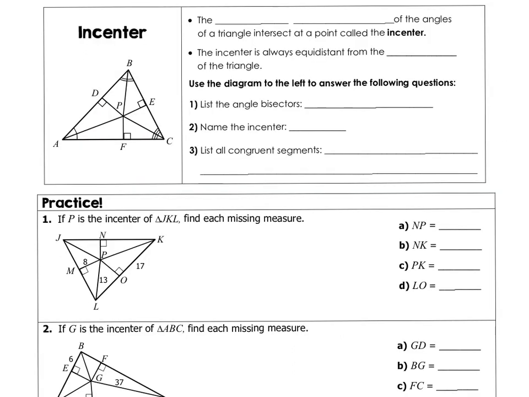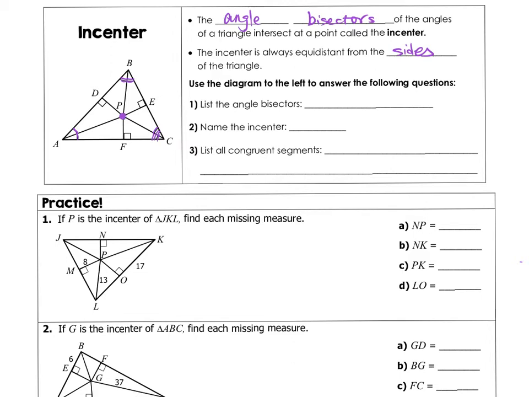So this is the last concept of this unit. It's called the incenter. The incenter is the angle bisector. The angle bisectors of the angles of a triangle intersect at a point called the incenter. So if I know P is my incenter, that's what I mark out. All the angles are being split in half. The incenter is always equidistant from the sides of the triangle.